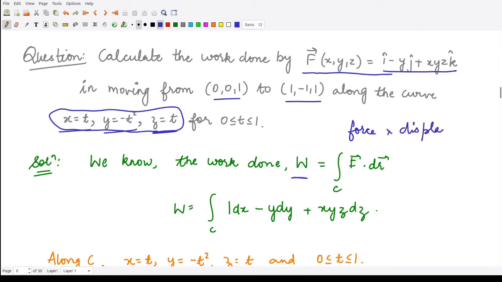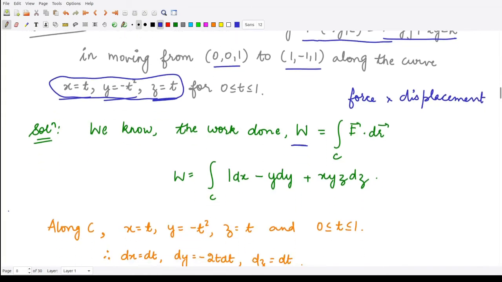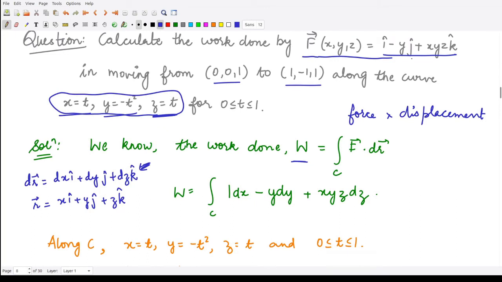Here we are given vector F, but we are not given vector dr. Vector dr is given by dx i cap plus dy j cap plus dz k cap. This is obtained when you differentiate the vector r, which is x i cap plus y j cap plus z k cap. You are given this vector F in the question, so you can calculate the dot product of these two vectors, and it would be this quantity.